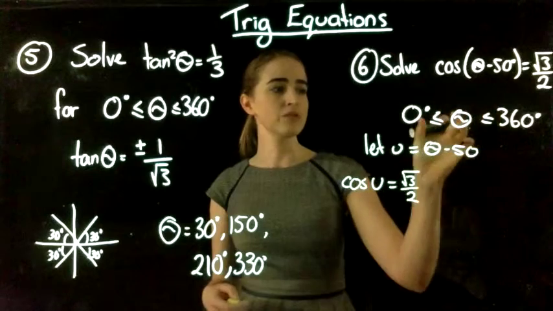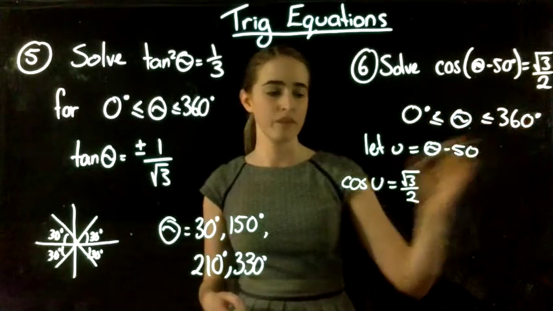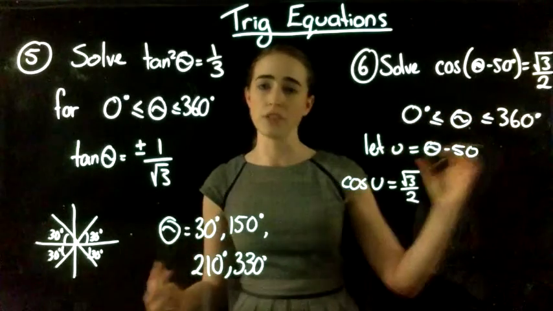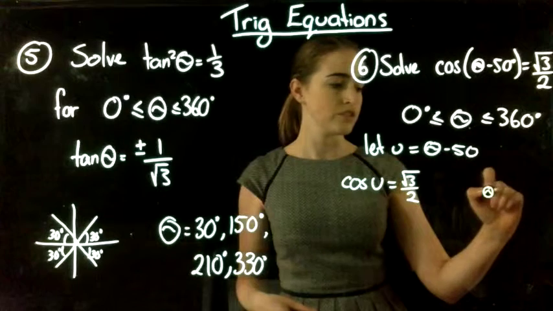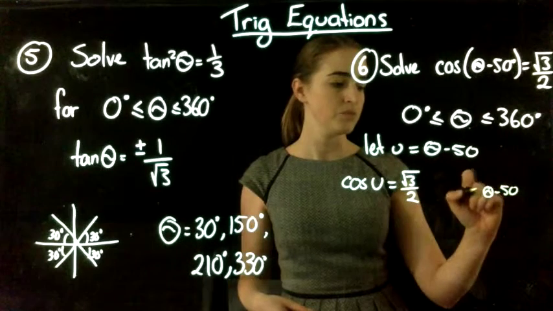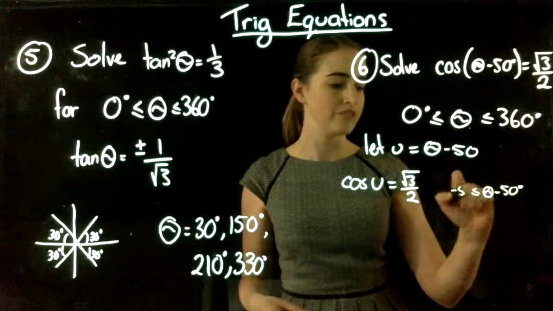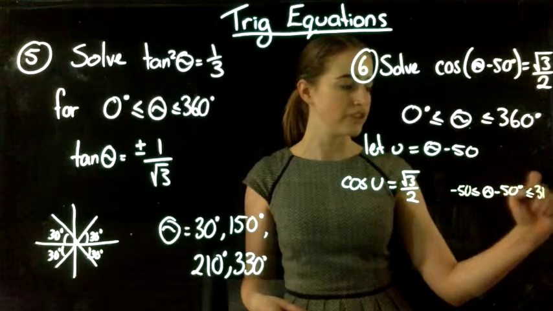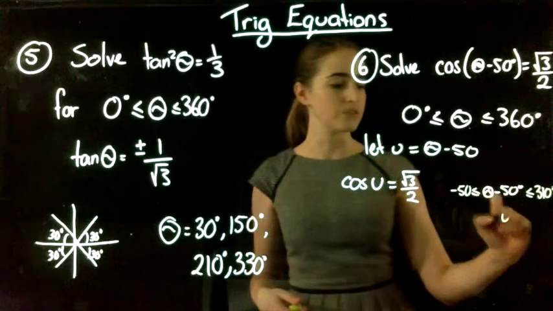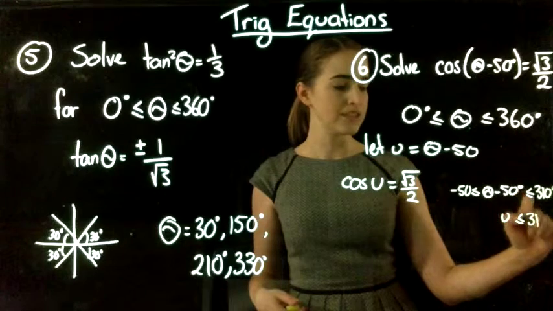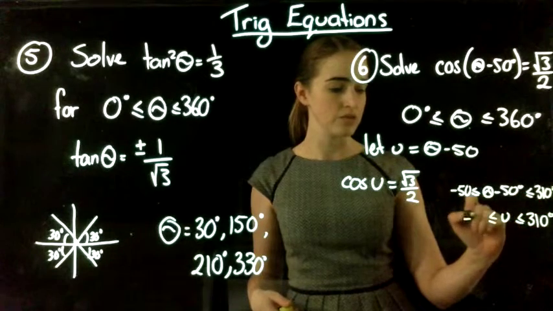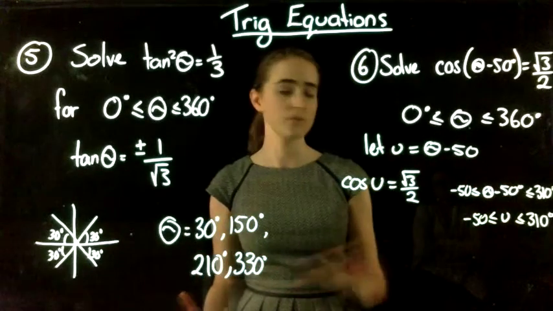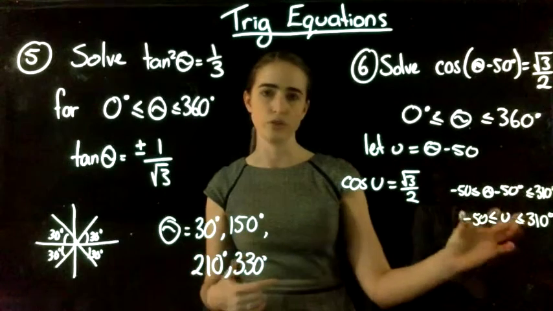So if our domain of theta was between 0 and 360 degrees, but if u is theta minus 50, then we're going to have to subtract 50 from both ends of our domain. So the domain of theta minus 50 would be greater than or equal to minus 50, and less than or equal to 310 degrees. So we can write it as u as well. u is less than or equal to 310 and greater than or equal to minus 50. So now we can solve this like we were solving our earlier examples, but we're solving it all for u and in this new domain.